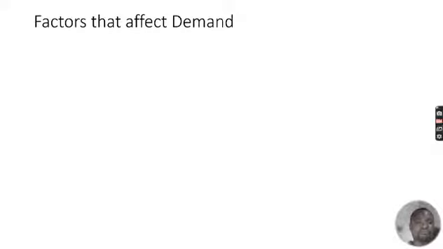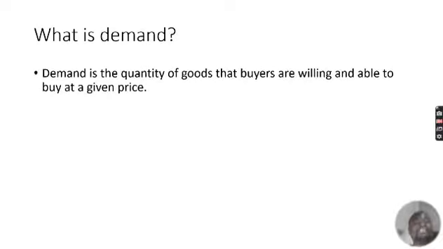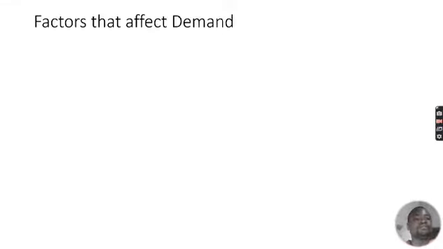Okay, now let's talk about the factors that affect demand. Remember, we have said that demand is a quantity of goods that buyers are willing and able to buy at a given price. So the underlying words here are willing and able to buy at a given price. What are the factors that affect demand? Number one, price of the product. Now, the price of the product will affect demand. What does that entail? It means that the higher the prices, the lower the demand. The lower the prices, the higher the demand.